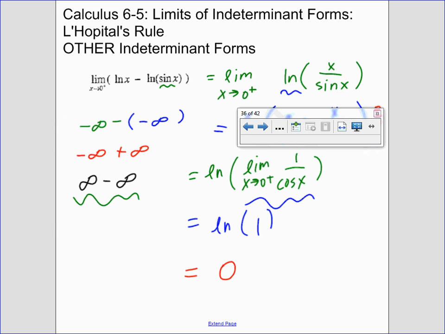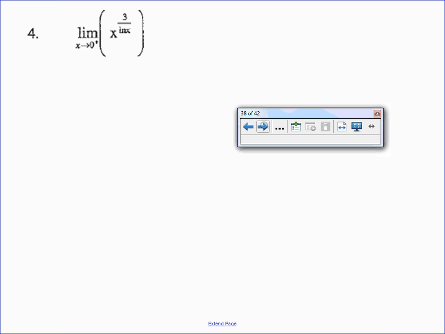Who won? There's a balance. In fact, x and sine of x behave very similarly as x gets close to 0. So this ended up being about the same rate of infinity, and the same rates of infinity balanced out and got 0. Okay, guys, our closer today asked us to list the indeterminate forms.